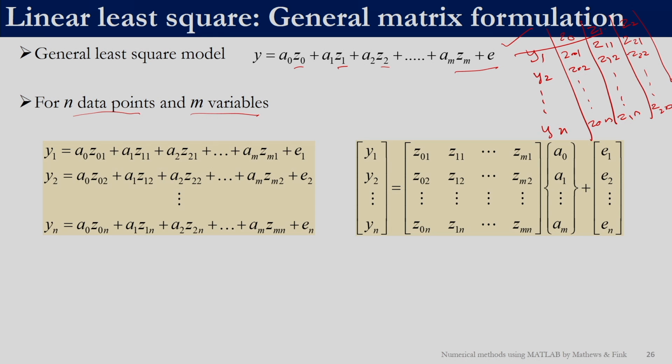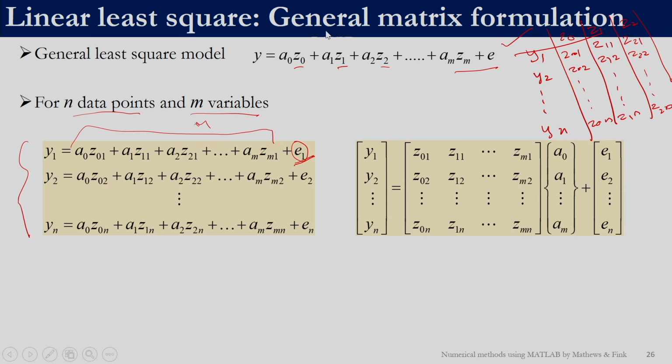If we are to apply this model to each of these points, these are the n equations which we are actually specifying. So, y1 is equal to a0 z01 plus a1 z11 plus a2 z21 all the way up to am zm1. This is again the model part, and there may be some error associated with the model, especially for the first point. So, that we indicate E1.